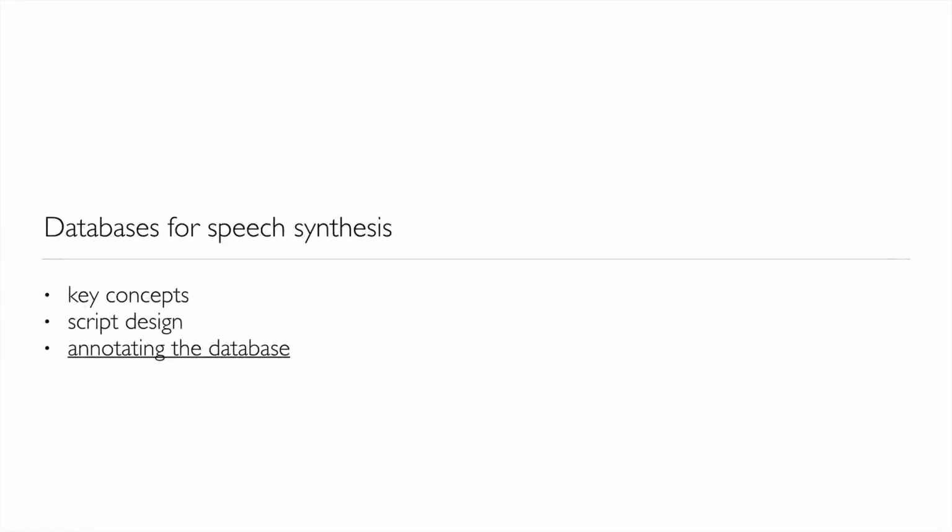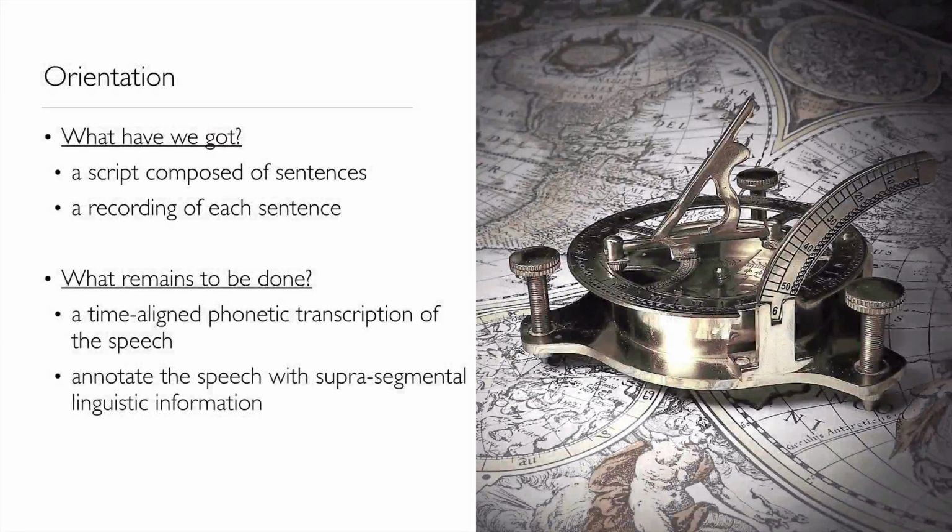We'll finish off this module on the database by looking at how we're going to label it or annotate it. But let's just orient ourselves in the bigger picture before we continue. What we've got so far then is a script which is composed of individual sentences. That script will have been designed, probably by a text selection algorithm that we've written, and it will aim to cover the units in context, to be readable, to provide each base unit in a wide variety of different linguistic contexts, and possibly some other things as well, such as specific domains.